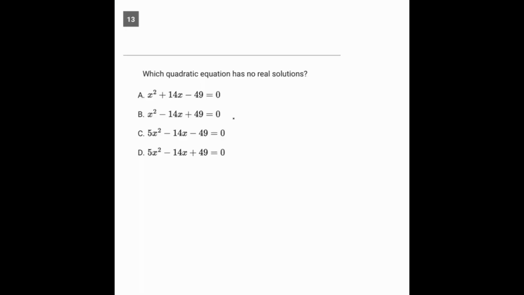So here, we need to determine whether the discriminant is negative for any of these, because no real solutions means that b squared minus 4ac must be negative. So let's try the different answer choices. A has x squared plus 14x minus 49. Now, by the way, these are in the format of ax squared plus bx plus c. So for a, the a coefficient is the invisible number 1, b is 14, and c is negative 49.